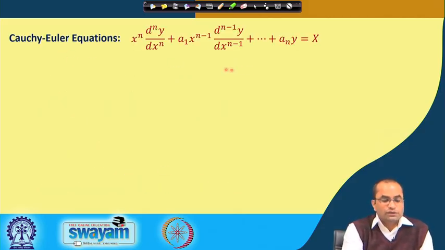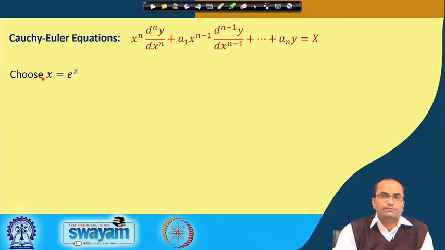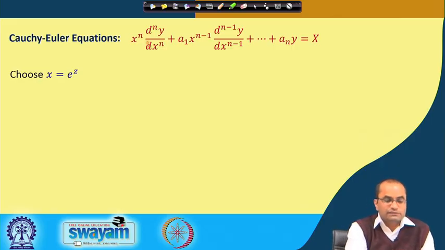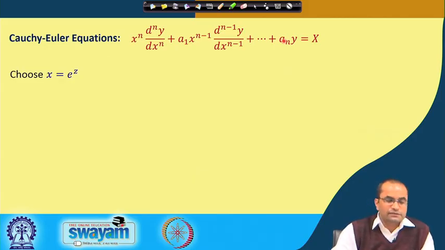Now, how to solve this Cauchy-Euler equation? What we will do is substitute x by e power z. So, the independent variable x in the given equation will be substituted by the independent variable z by this relation x is equal to e power z. That is a trick, and what this trick will do is finally convert the given differential equation into a linear equation with constant coefficients. So, that is the idea behind this substitution.